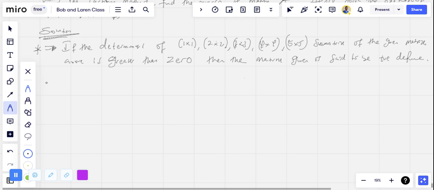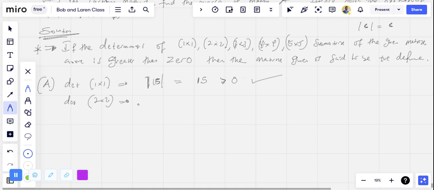Now let's start. For the first part, let's find the determinant of the 1 by 1 matrix, which implies the determinant of 15. The determinant of a single constant, of a 1 by 1 matrix, is always that same constant. So the determinant of 15 is 15. It's greater than zero. Satisfied.